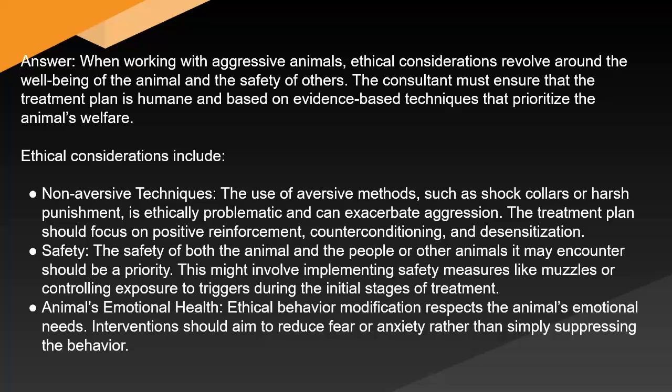Safety: the safety of both the animal and the people or other animals it may encounter should be a priority. This might involve implementing safety measures like muzzles or controlling exposure to triggers during the initial stages of treatment. Animals' emotional health: ethical behavior modification respects the animal's emotional needs. Interventions should aim to reduce fear or anxiety rather than simply suppressing the behavior.